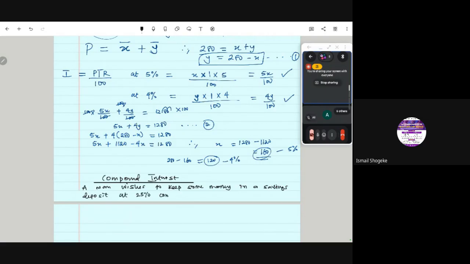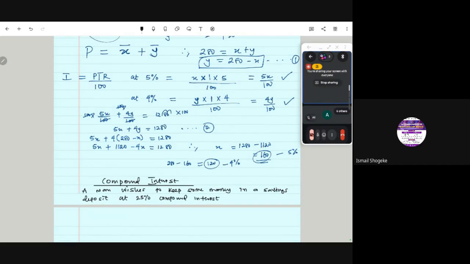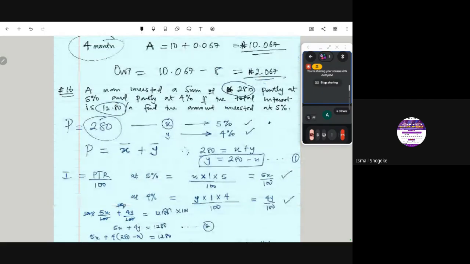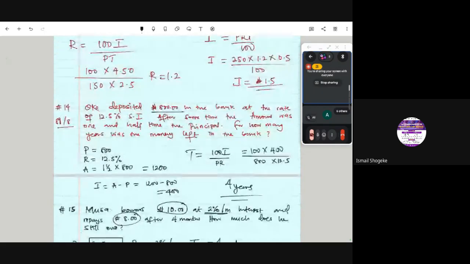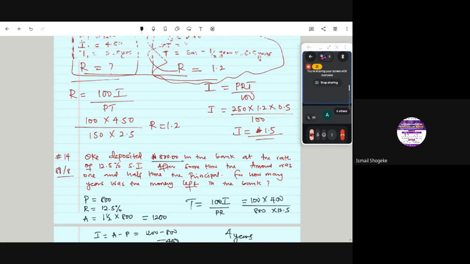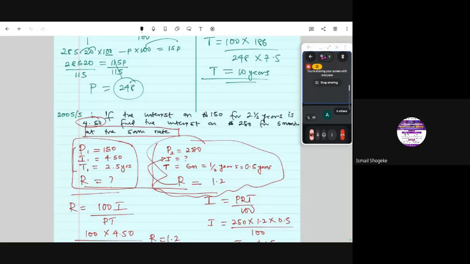25% compound interest. You see the reason why, if you check questions, you always see that repeatedly they will tell you that it's simple interest they're talking about. They will always say simple interest. Look at this question: deposited 800 in the bank at the rate of 12.5% simple interest. That's to tell you that he doesn't want you to do compound interest, but rather do what? Simple interest. Do you understand? So those questions will come like that, and you see simple interest, simple interest.